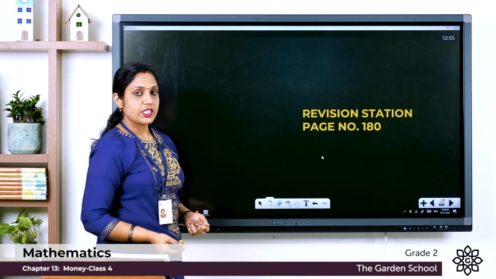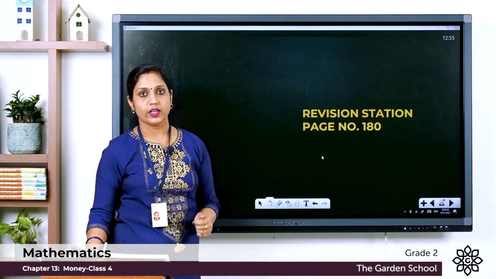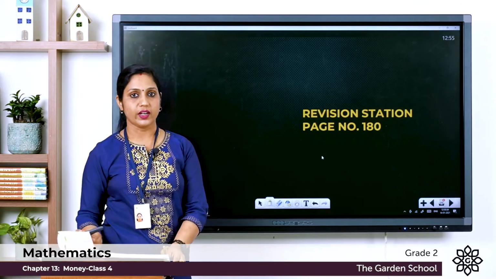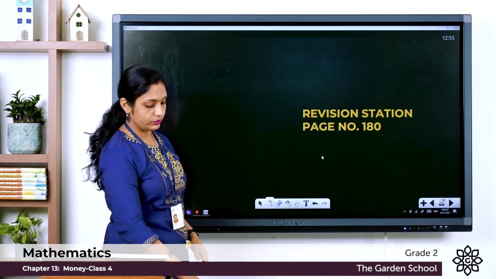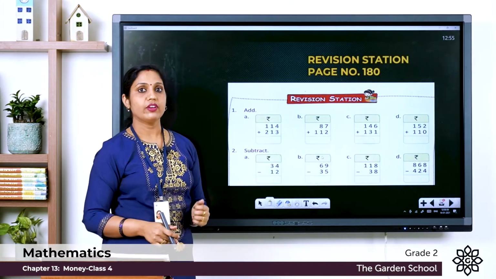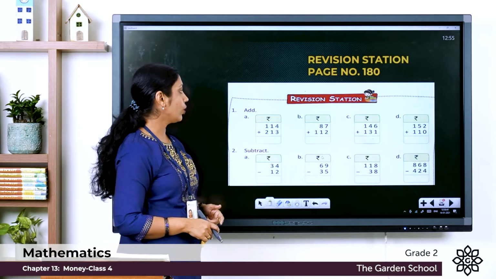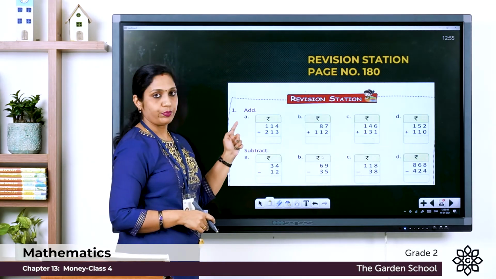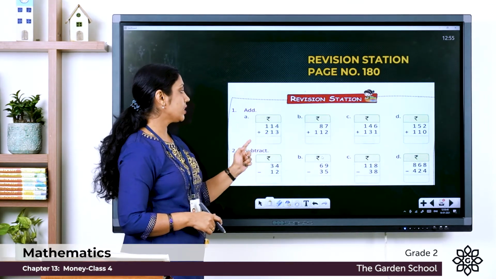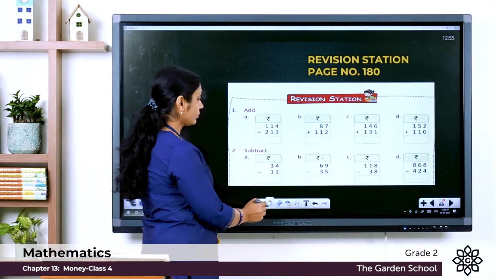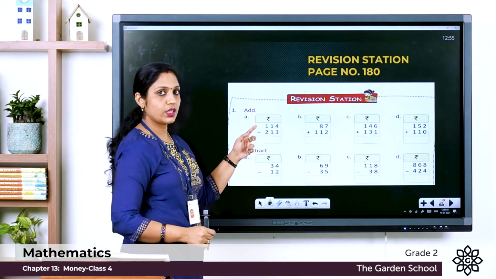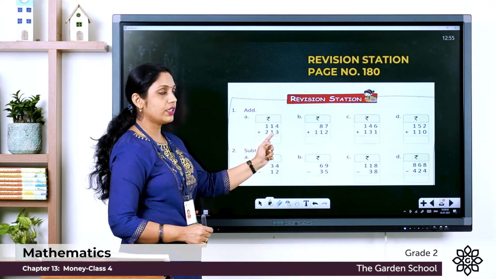Let's move on to our revision station, page number 180. So turn your page to 180. First we have add. So we have to add the following. Question A, 114 plus 213. So let's add 114 plus 213.